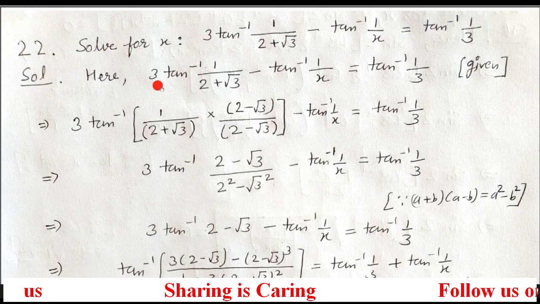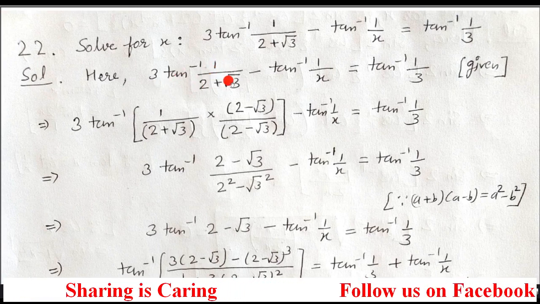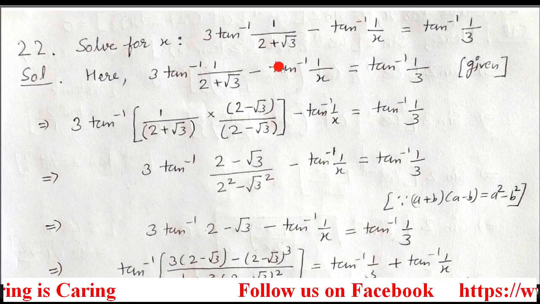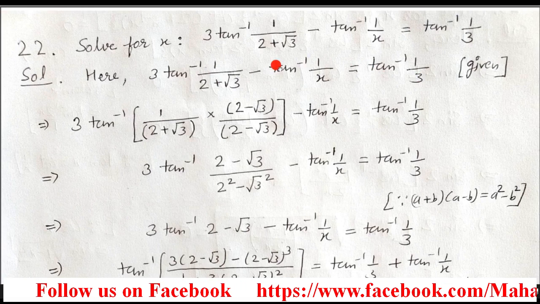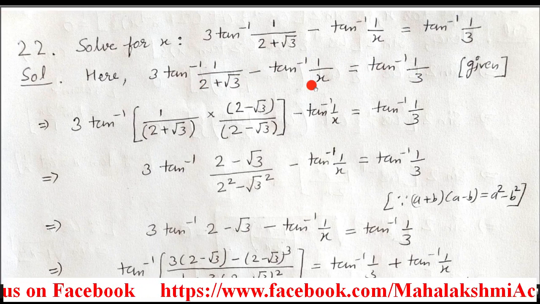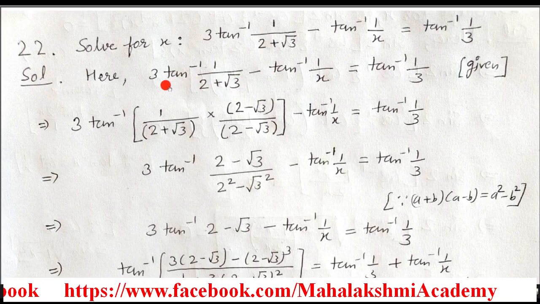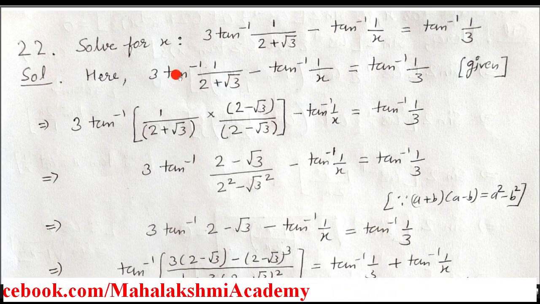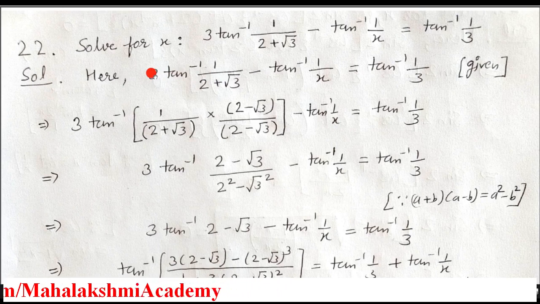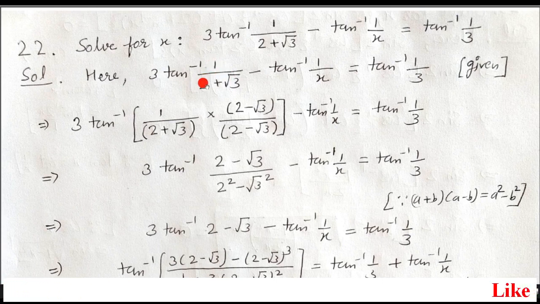Here the equation is 3 tan inverse of some given values, and in the same way, tan inverse 1 upon x is equal to tan inverse 1 upon 3. Now we will observe all the terms carefully. We will find that because of this 3 here, we can't use the formula. That's why first we will try to remove the 3. Before that, we will simplify it because this 1 upon 2 plus root 3 is an irrational number, so we will rationalize it and simplify it.